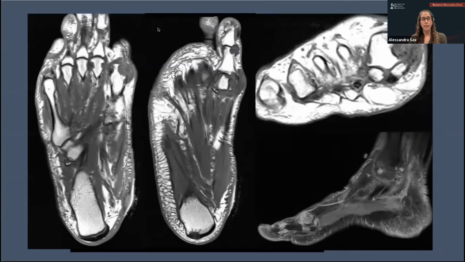And then here we can see that there is distension of the first metatarsophalangeal joint and the interphalangeal joint, where there are some osseous erosions, and then enhancement. This was a case of gout.